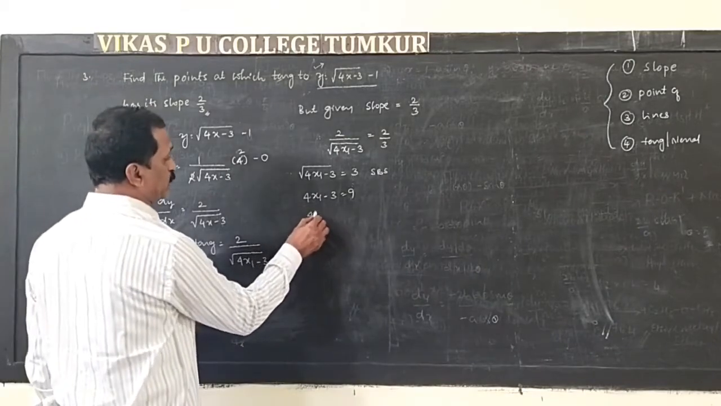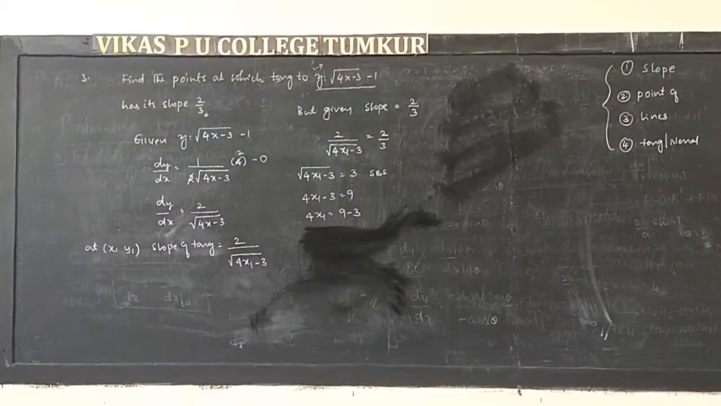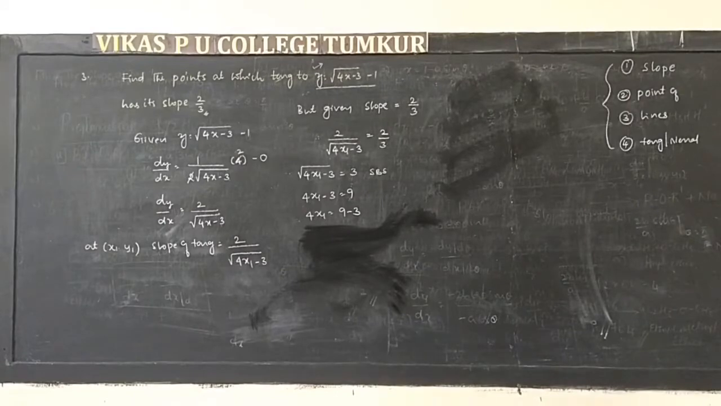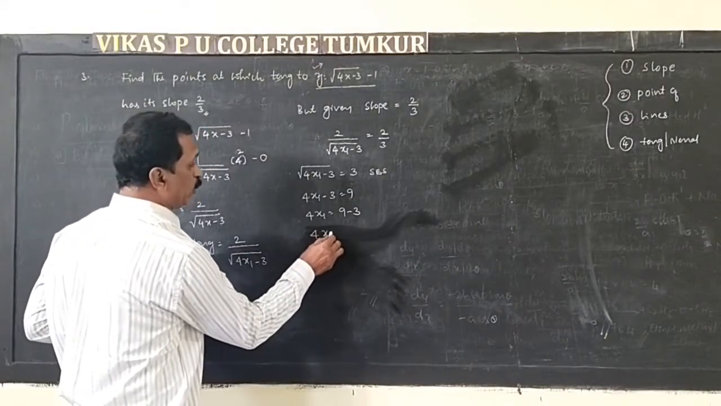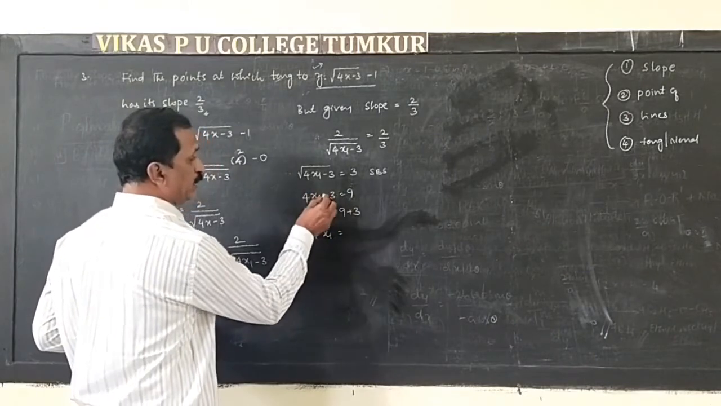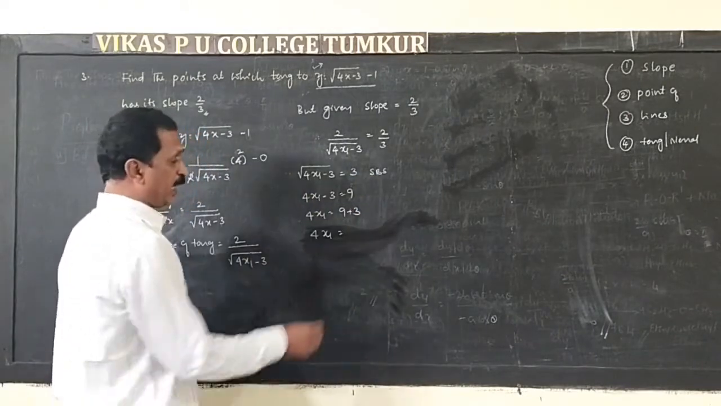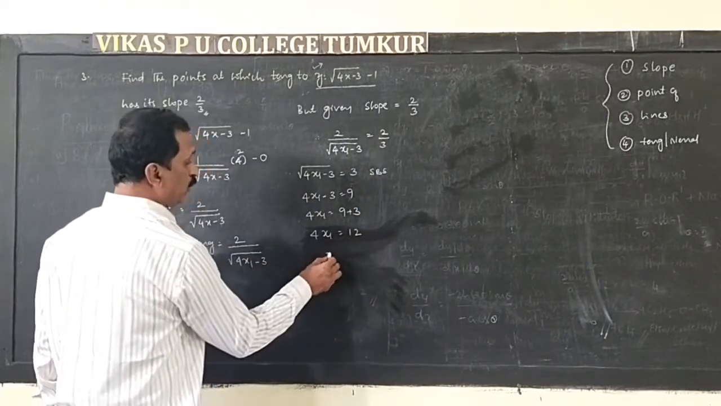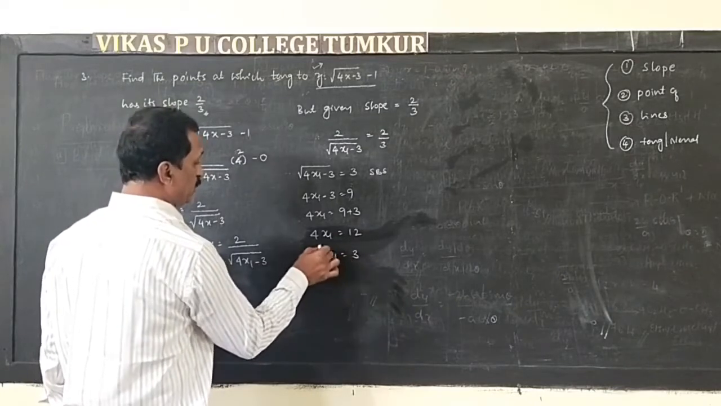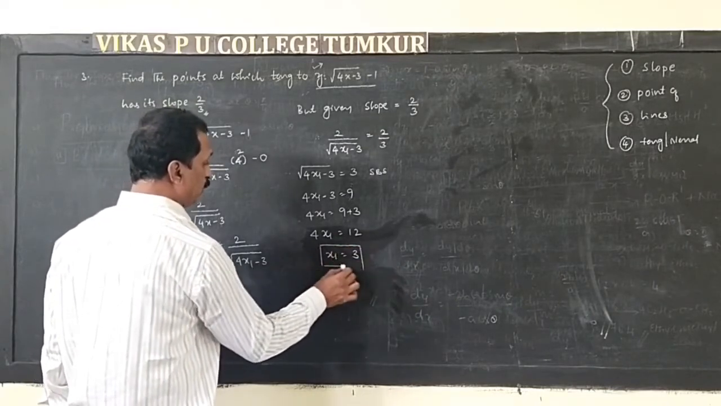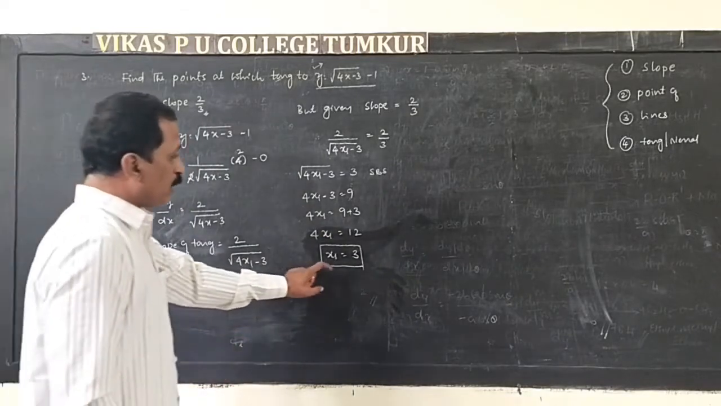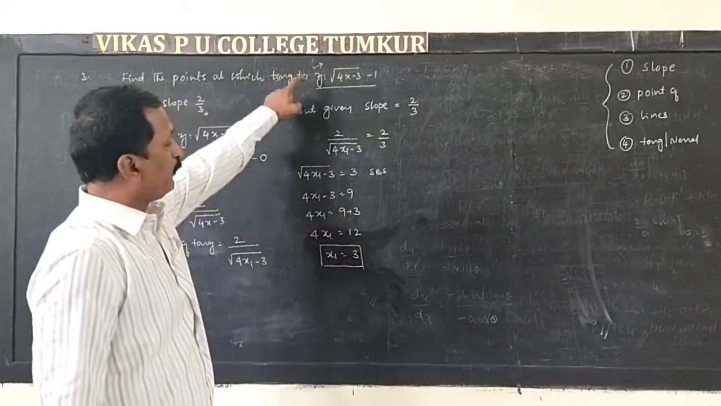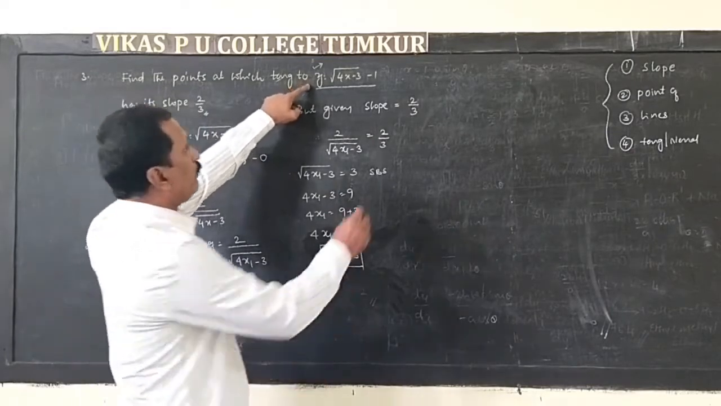So what is 4x1? 4x1 should be equal to 9 plus 3. 9 plus 3 is 12. So definitely the value of x1 is 12 by 4. What does 12 by 4 come to? 3. So now let me substitute the value of x1 in equation 1.